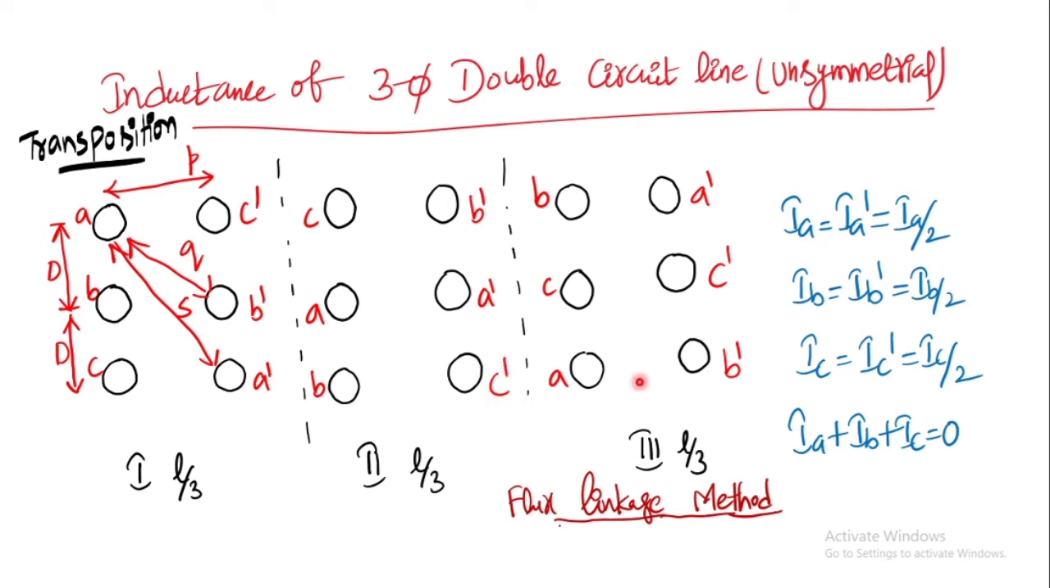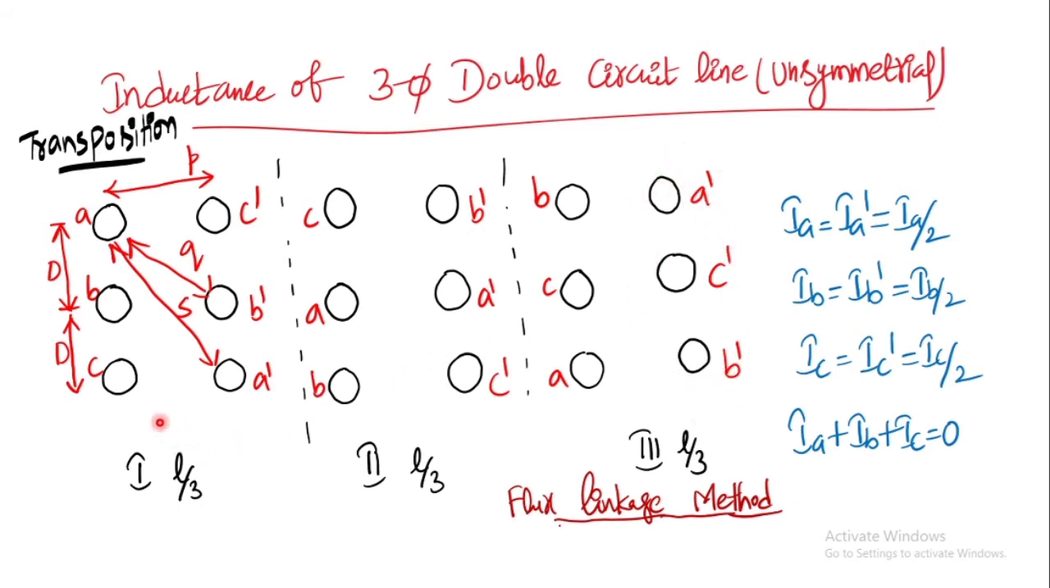Like that, for the third L by 3 distance, again A is moved to B position. So, A will be here, B is moved to C position. So, B here, and C is moved to A position. So, C here. Similarly, for the second side, you will have the positions of A dash, B dash, C dash like this, as shown in this third figure.